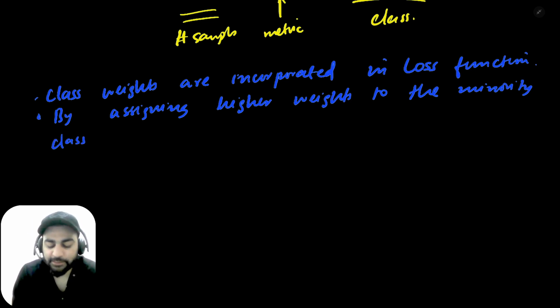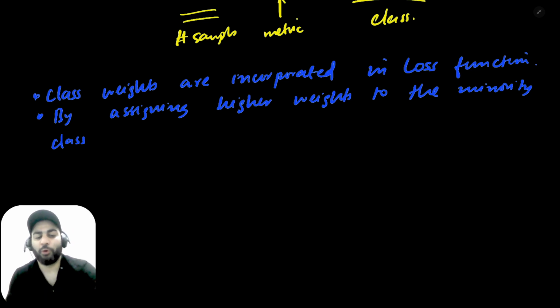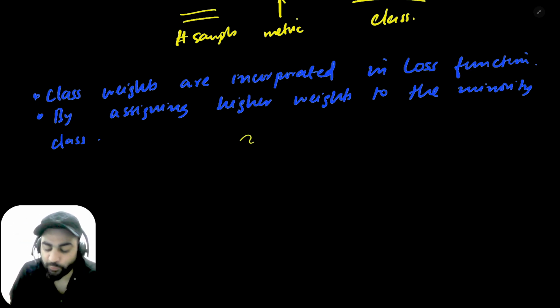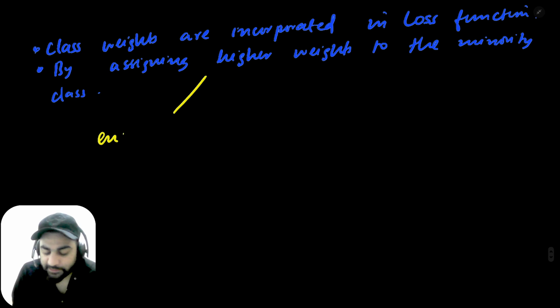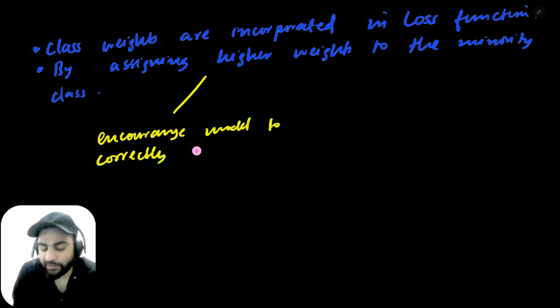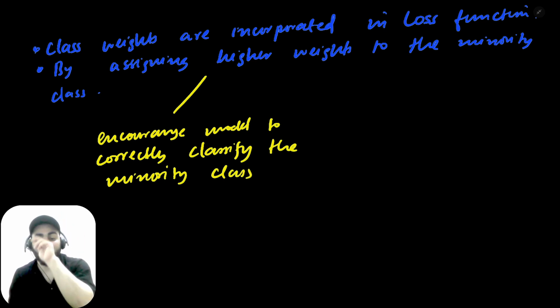What will happen because of this? So the model is encouraged to focus. Actually, we encourage the model to focus more on correctly classifying these classes. So it can be seen in two ways. This thing encourages the model to correctly classify the minority class. Or it discourages the model from incorrectly classifying. If it is an incorrect classification, it will heavily penalize it.